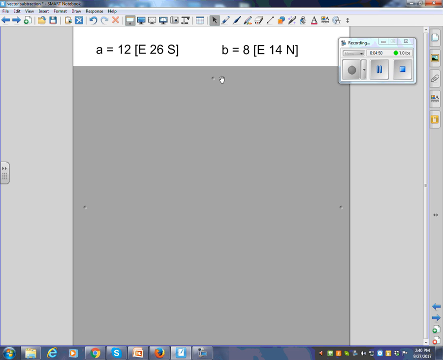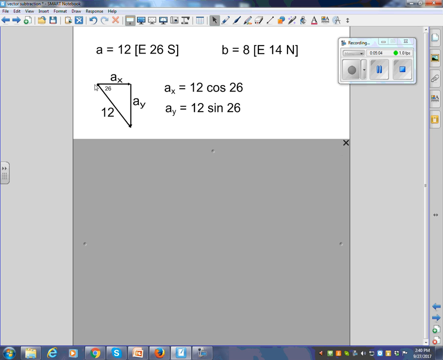Okay, so there's A and B. So what's step one from yesterday? Find the x and y components of A, I guess, and then do the same thing for B, right? So we're going to write A, 12 east, 26 south. So that looks like this, right? East and south. East to the right, south down like that, right? So that's 12, 26 there. So AX, the horizontal, is adjacent.